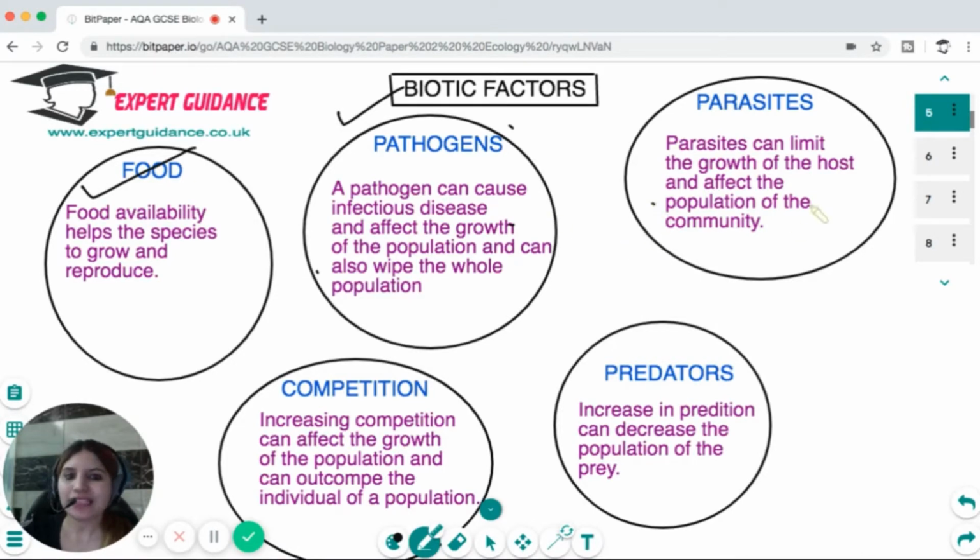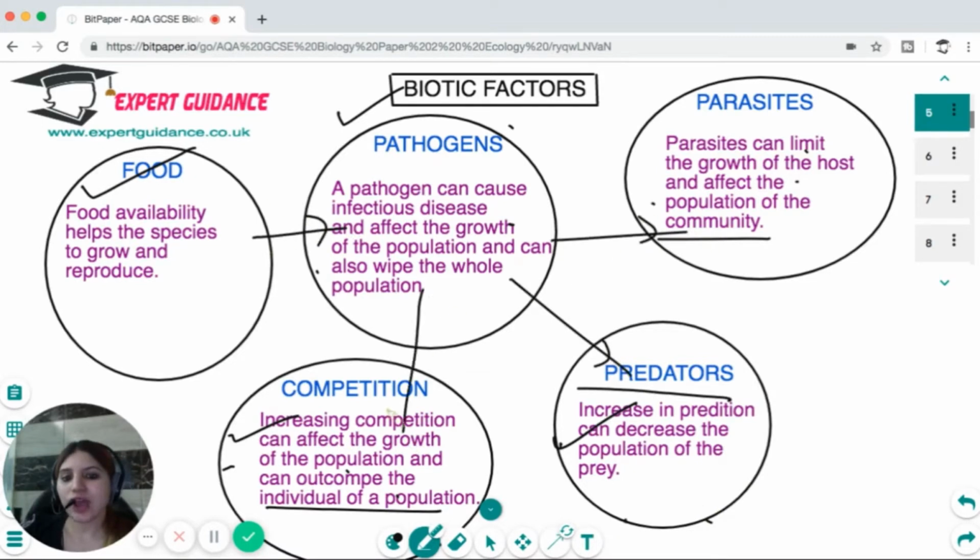Parasites can also limit growth by taking nutrients from the host, and they can affect the population of the community. Increasing competition can affect the growth of a population, and it can outcompete the individuals of a population. And with predators, an increase in predation can decrease the population of the prey. So all these biotic factors affect the population of the individuals within an ecosystem.